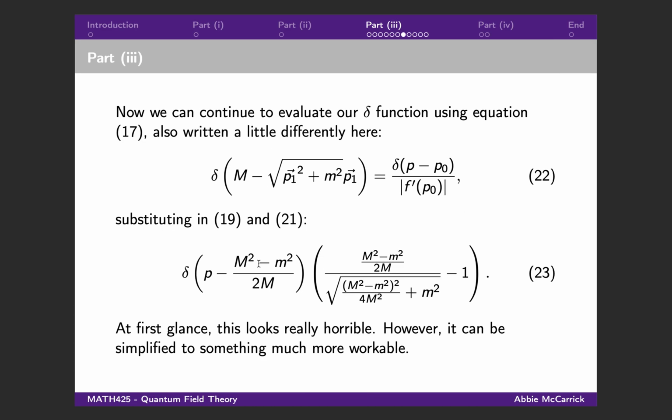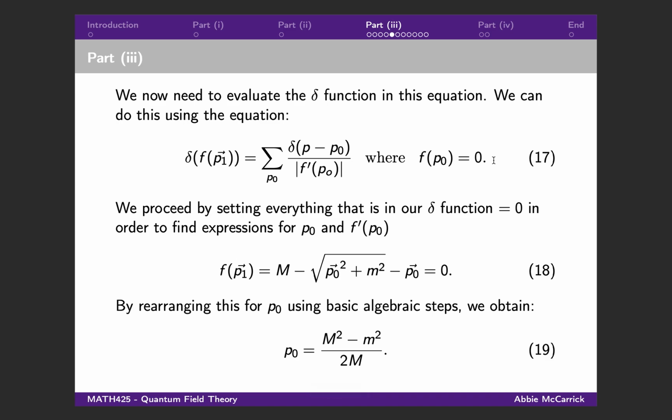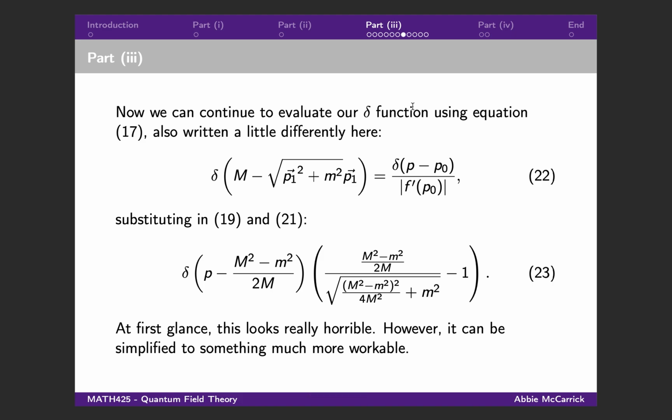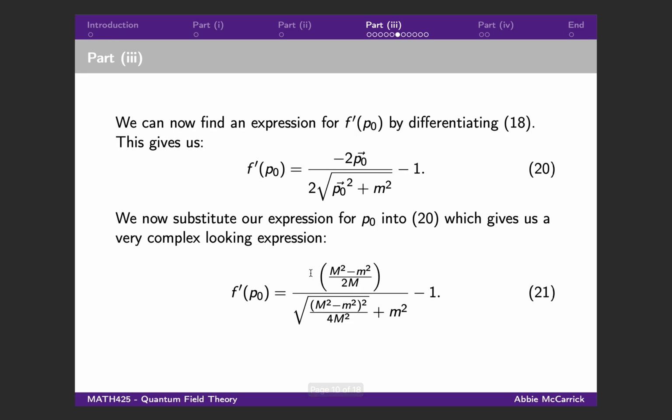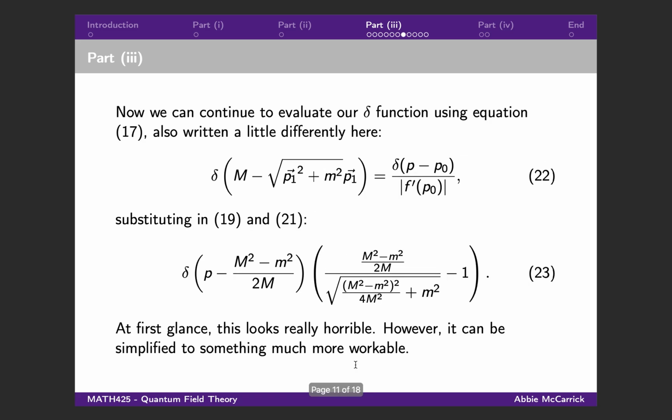So now we can evaluate our delta function properly using equation 17, which was this one here, this standard equation for a delta function, which is written here. So this is our delta function from our actual integral, and then we've put it equivalent to the standard definition of a delta function. And then we can substitute in 19 and 21. So this was 21, the horrible looking one, and then 19 was just the equation for p0. So then we get this as our delta function here.